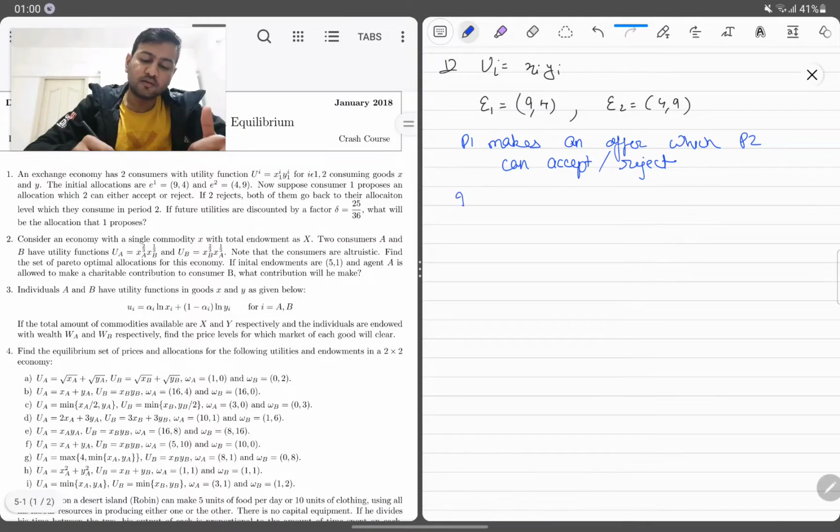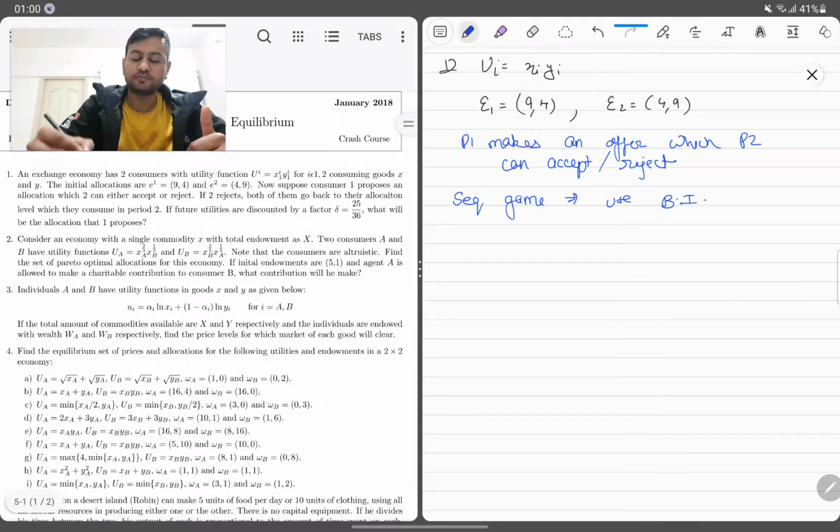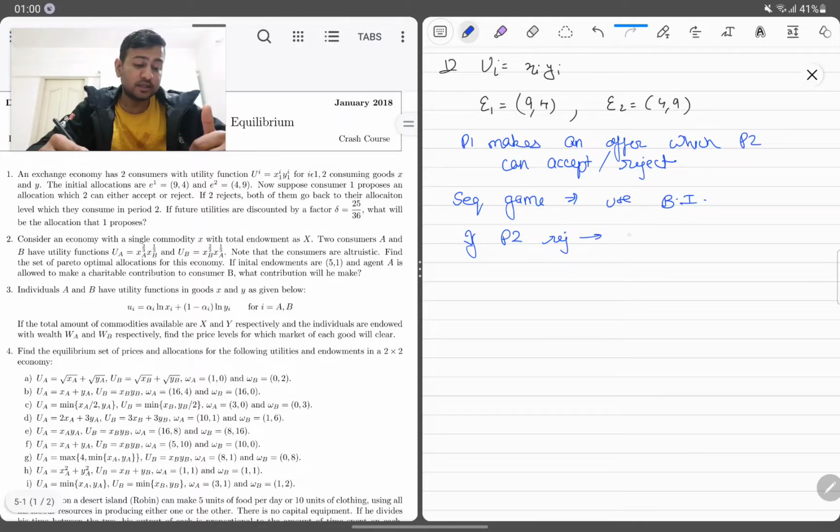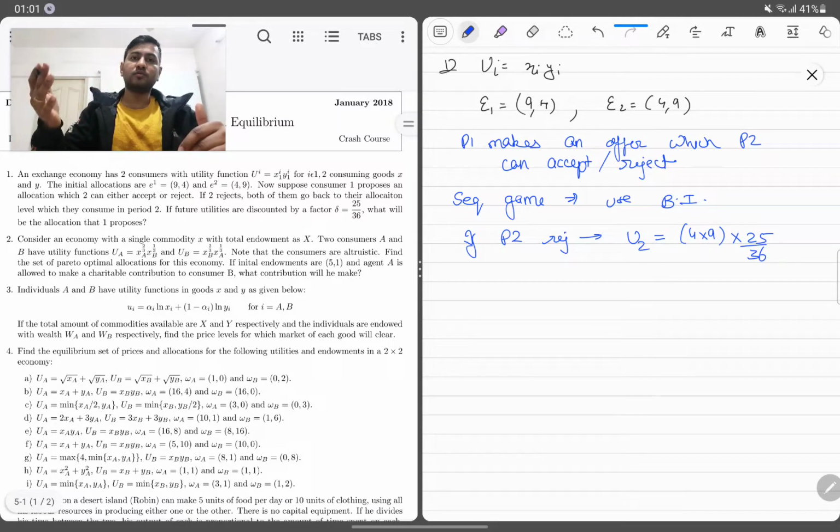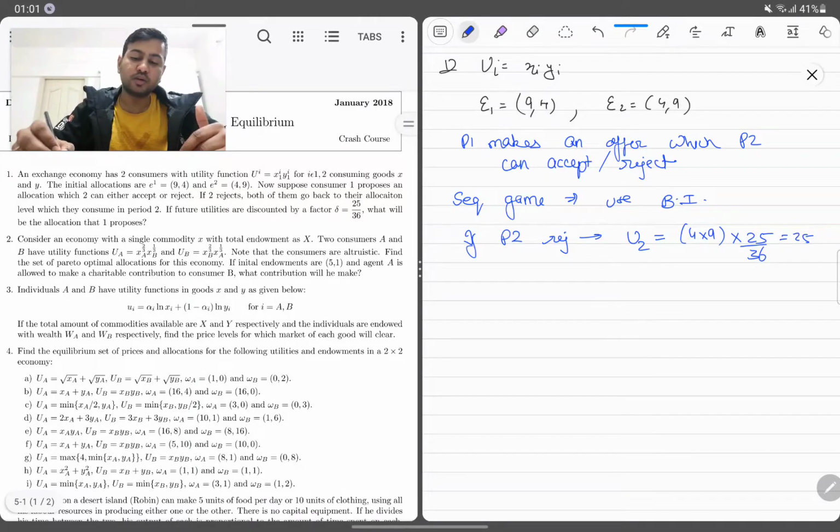Since it's a sequential game, I'm going to use backward induction. So using backward induction, what can I see? If person 2 rejects, then in case of rejection by person 2, the endowments remain as they are. So the utility of person 2 becomes 4 into 9 into 25 by 36, because remember future utilities get discounted, so that is equal to 25.